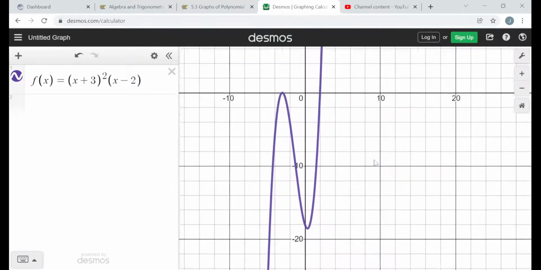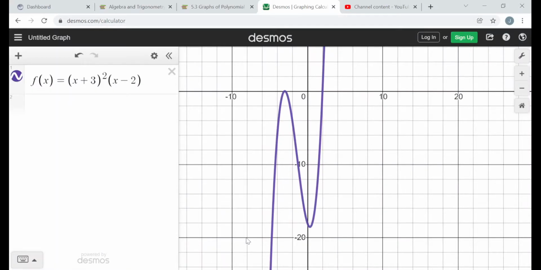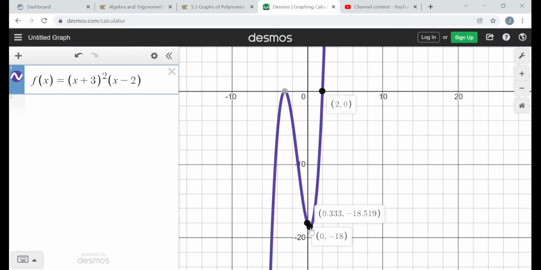Now, see that it's got left end going down, the right end going up, so end behavior is good. See there's 3, 0, and see how it's bouncing off like a parabola at the x-axis. There's 2, 0, where it's crossing straight through, just like in my drawing. Here's the y-intercept, 0, negative 18. And look at that, the turning point is right after it, kind of like in my drawing.